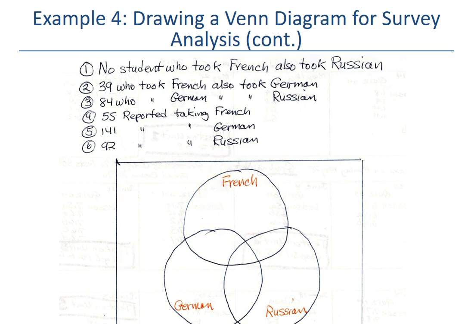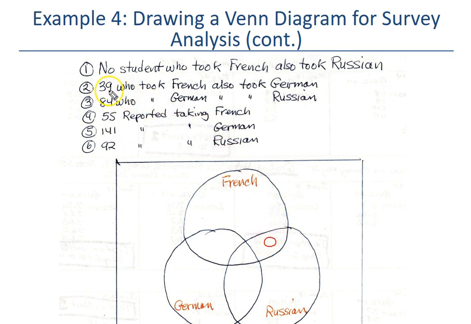So we want to start filling this in. Now again, I worked on this already. So, no student who took French also took Russian. So there's French, Russian. So what are we going to put here? No student. We put a 0 there. So there's none there.